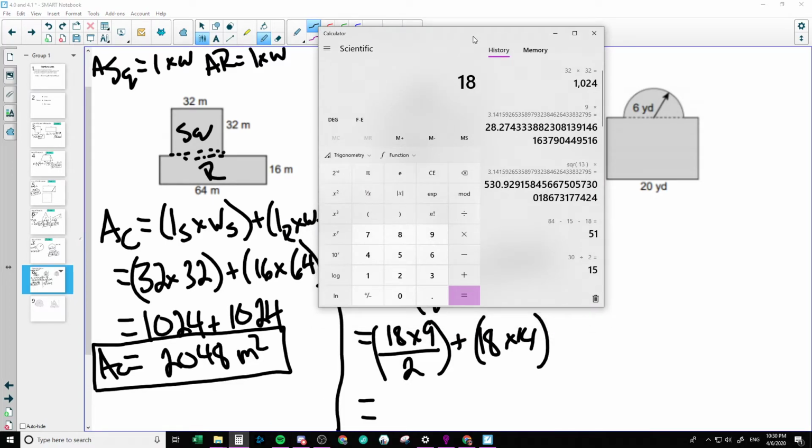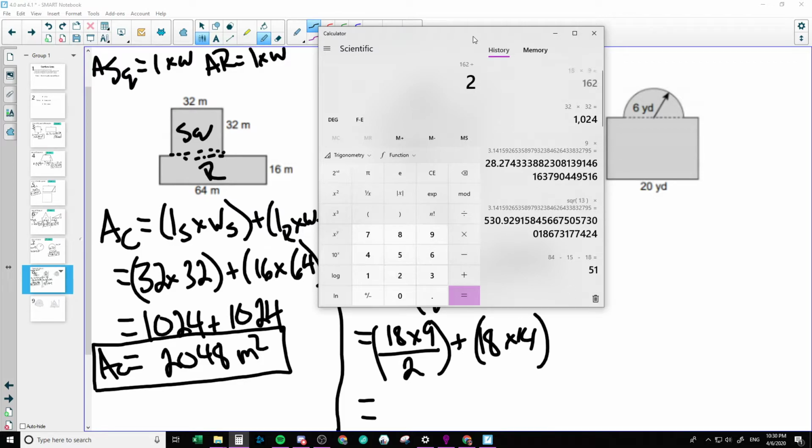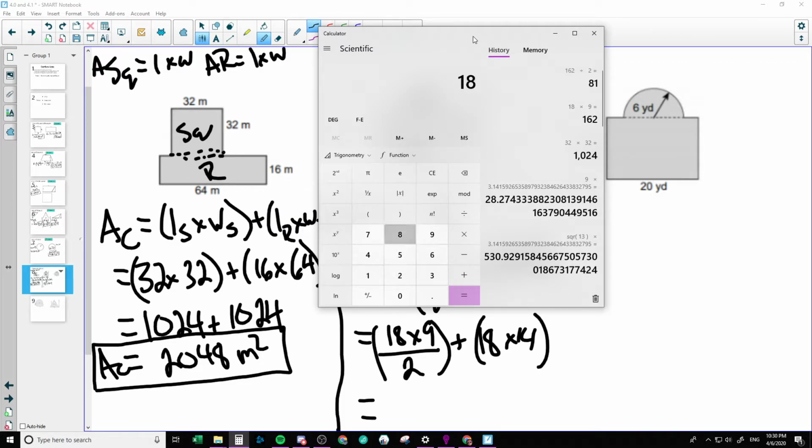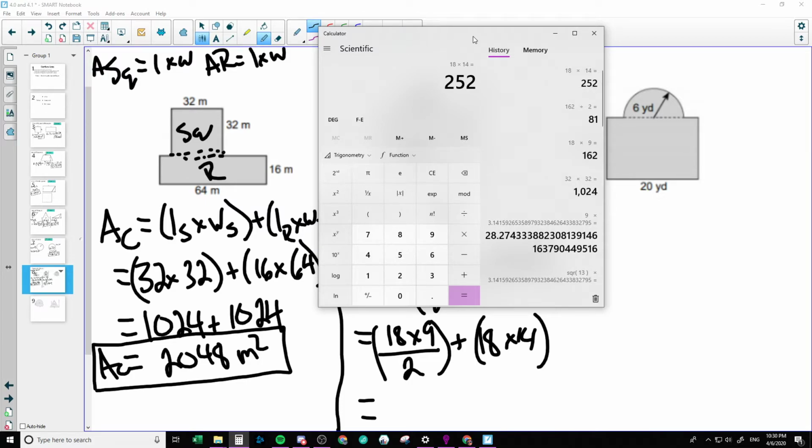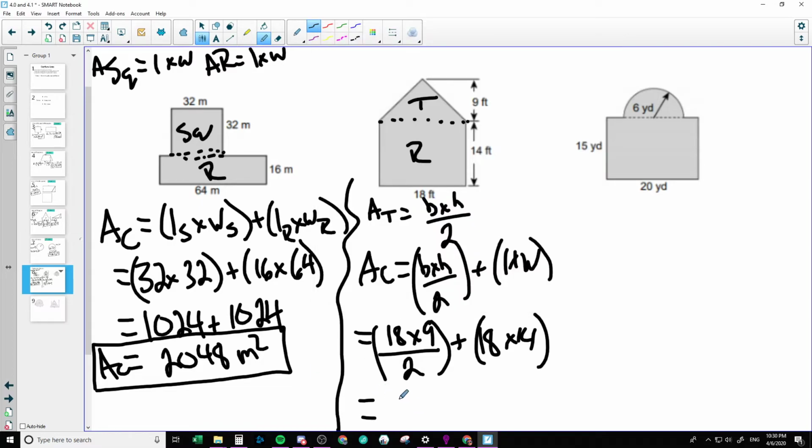So we've got 18 times 9 divided by 2 is 81. 18 times 14 is 252. So 252 plus 81 gives us 333. And that is in square feet.